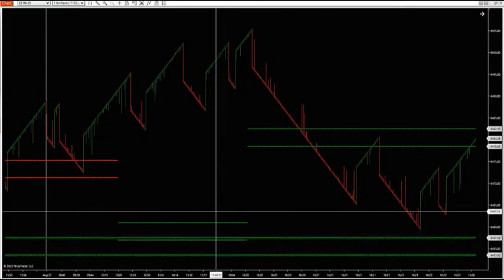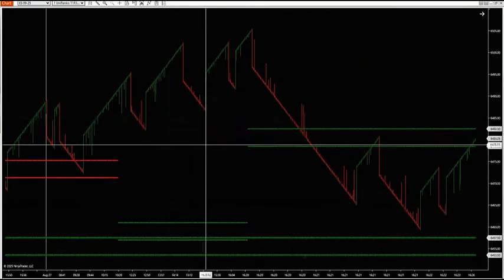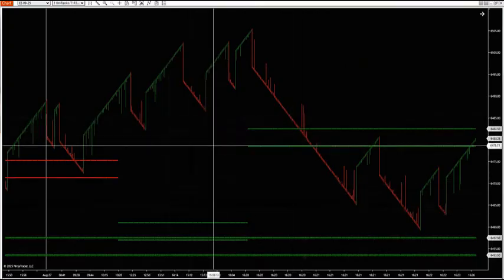All right, let's take a look at these deep liquidity grab levels. I want to go over this again to make sure that we're on the same page.